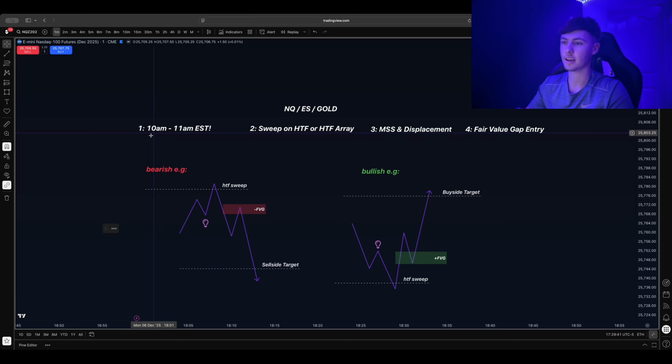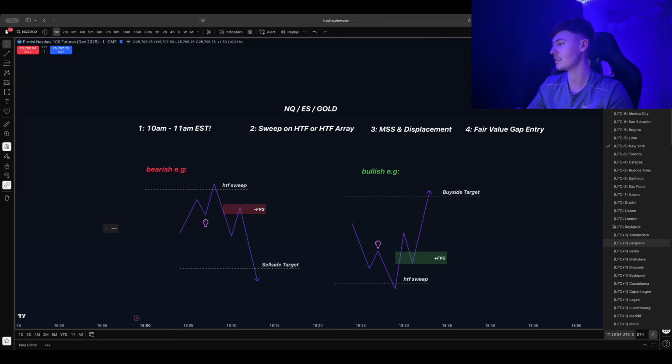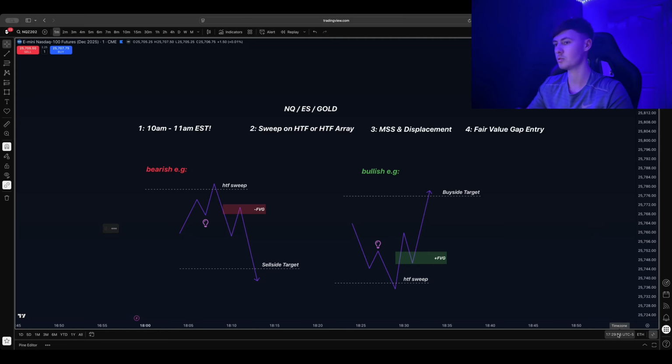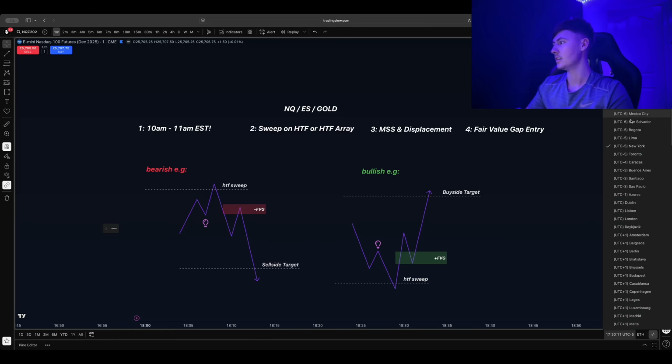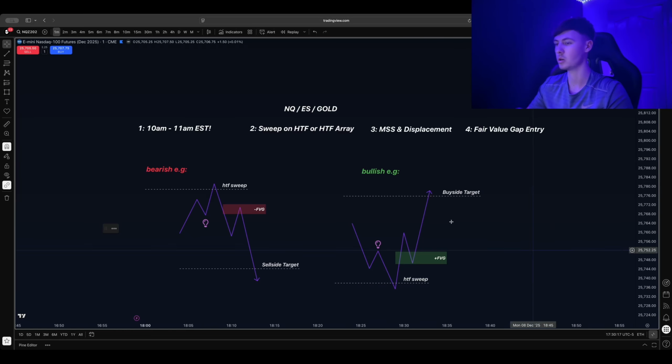Okay, so number one, again, it needs to be within this 60-minute time window from 10 a.m. to 11 a.m. And I'll put an exclamation mark in there because it needs to be in Eastern Standard Time. If it's not in Eastern Standard Time, then you're going to get your time zone completely wrong. So all you need to do to fix that on TradingView is click bottom right where it says time zone, and then go to UTC -5, which is New York. Just tap on that and then you are good to go.